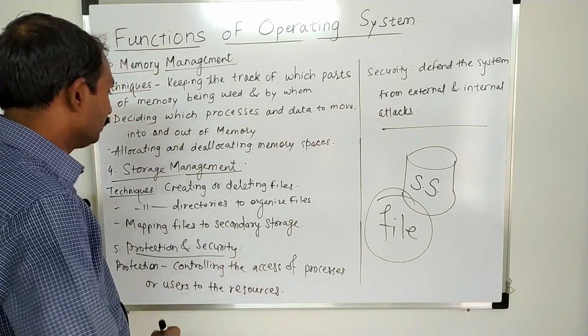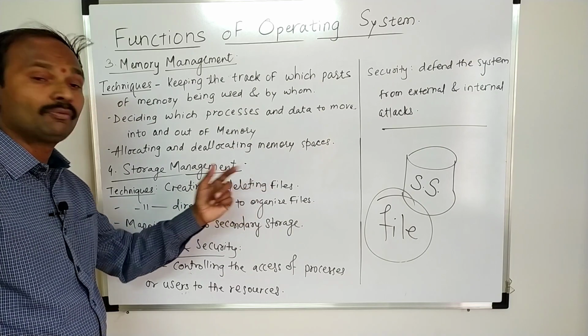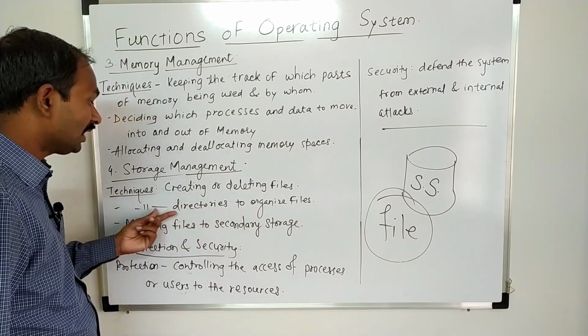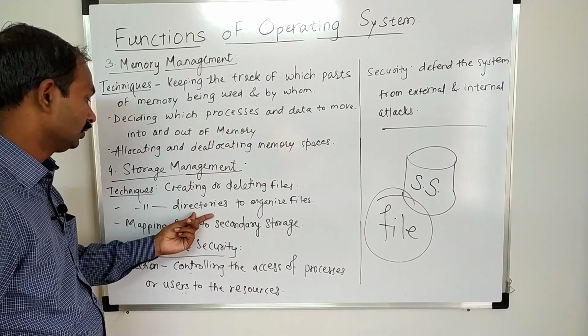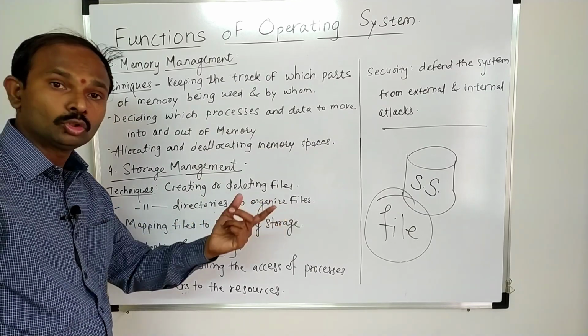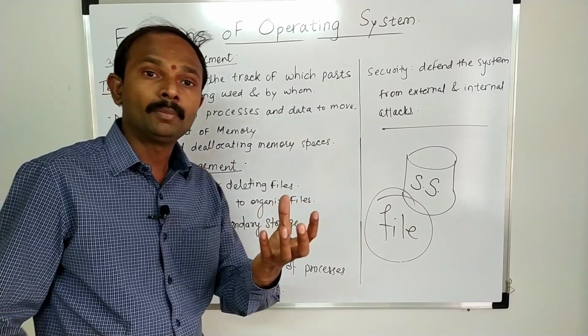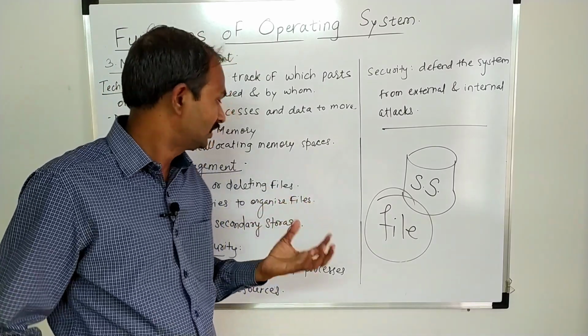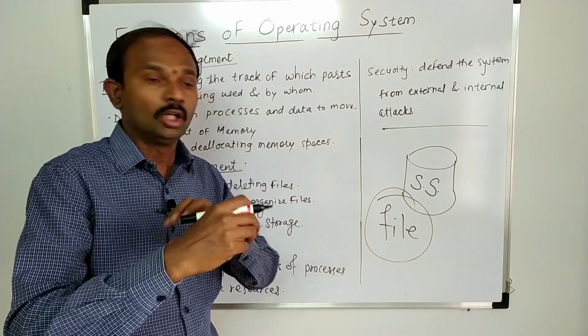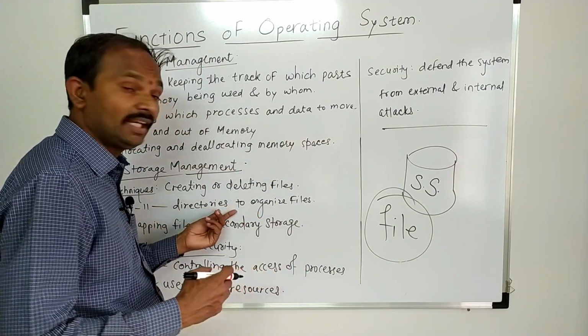So what does it do? It creates and deletes different types of files. Then it creates and deletes directories to organize the different files. When it comes to having files of similar or dissimilar type, we group them in a folder, and that folder is considered a directory.